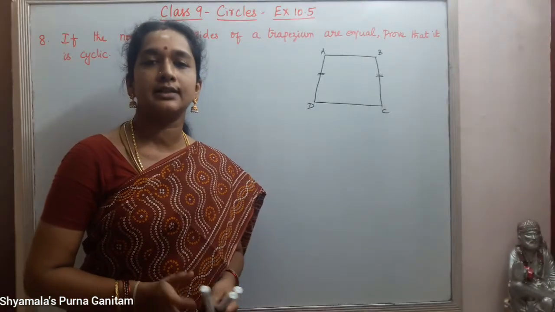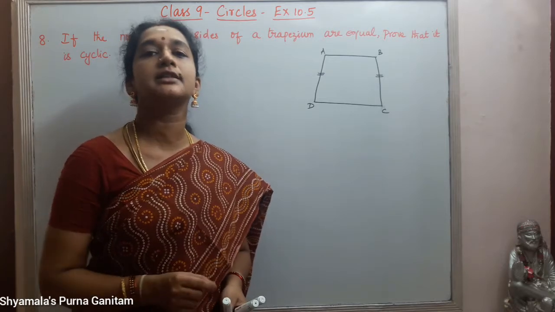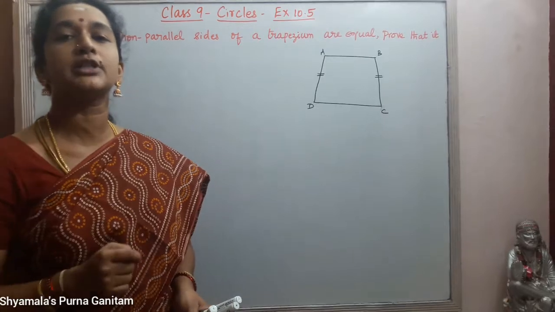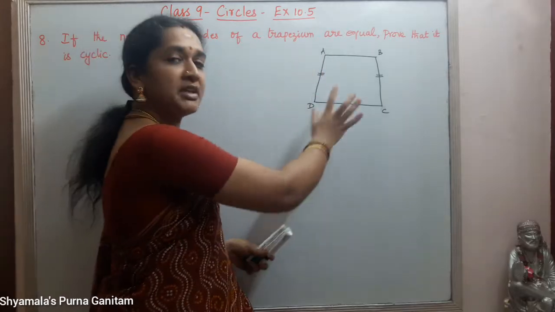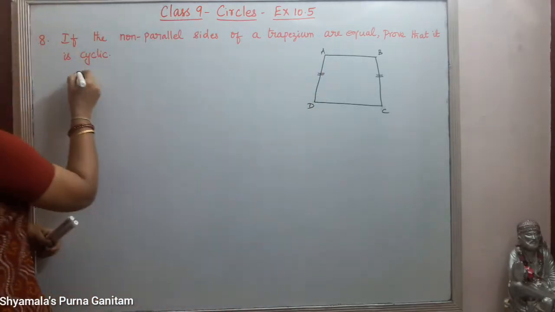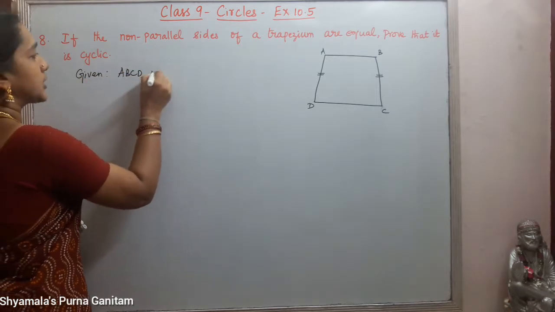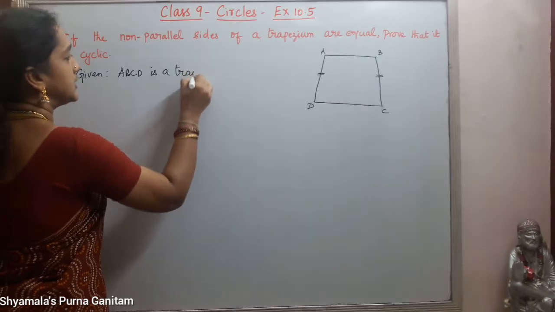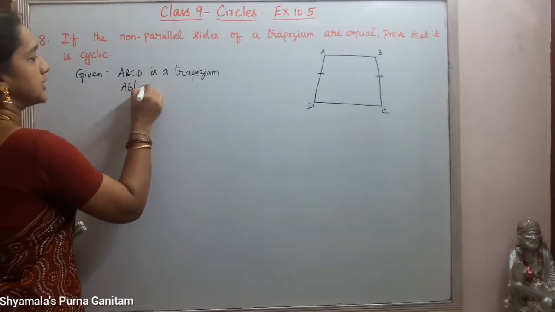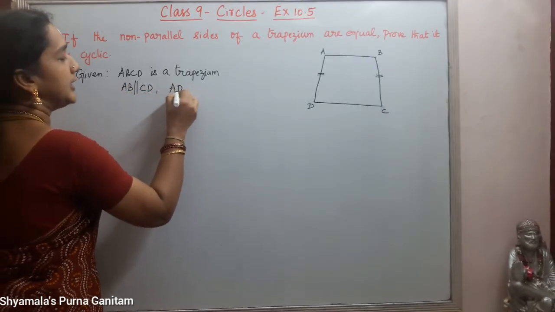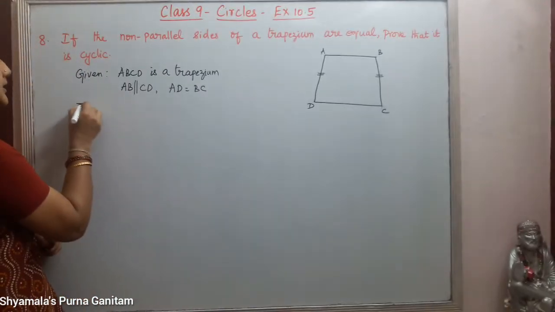For proving that it is cyclic, we can show that the sum of the opposite angles is 180 degrees. If the sum of the opposite angles is 180 degrees, then we can say that ABCD is cyclic. Okay, so first, given: ABCD is a trapezium, AB parallel to CD and AD is equal to BC. These are the things given. To prove: ABCD is cyclic.